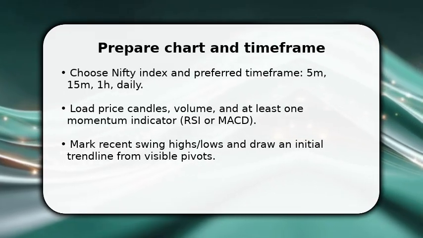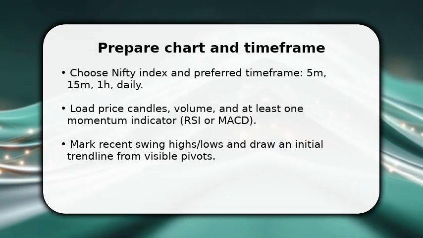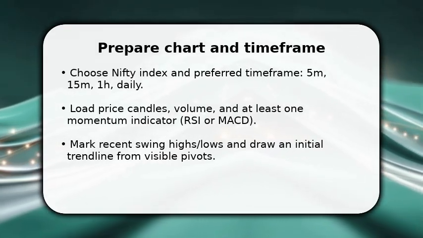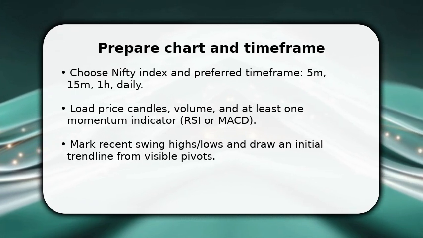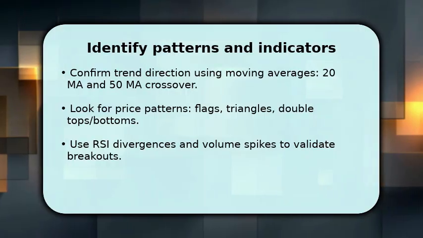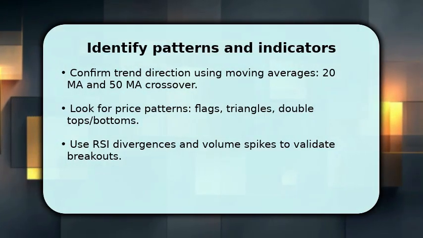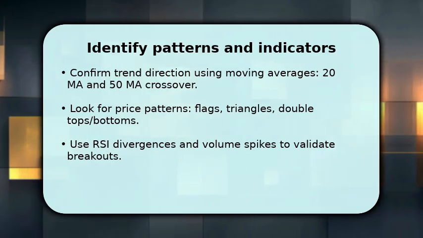Now scan left to right and mark the most recent swing highs and lows. Make a clean trend line connecting at least 2 significant pivots so you have a structural baseline to work from. With structure in place, assess trend direction. Compare 20 and 50 moving averages to determine bias and watch for crossovers as early signals.